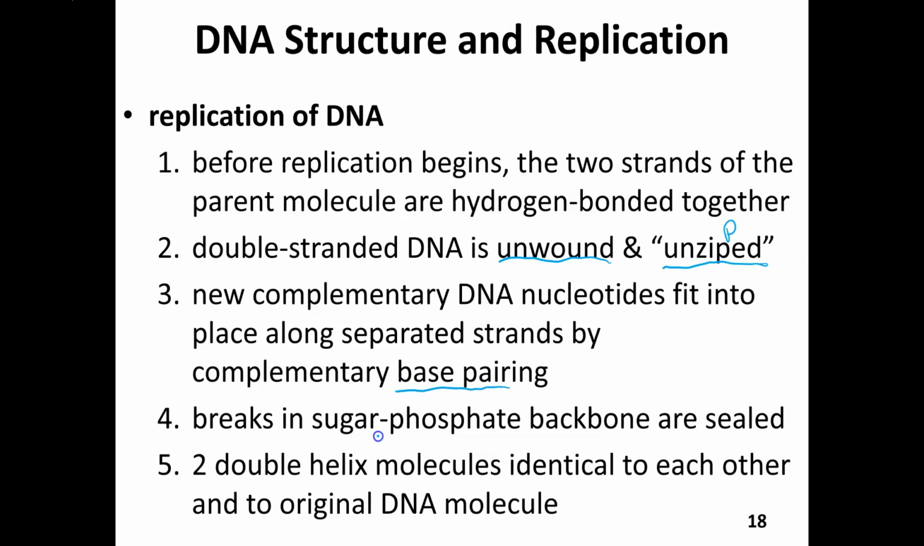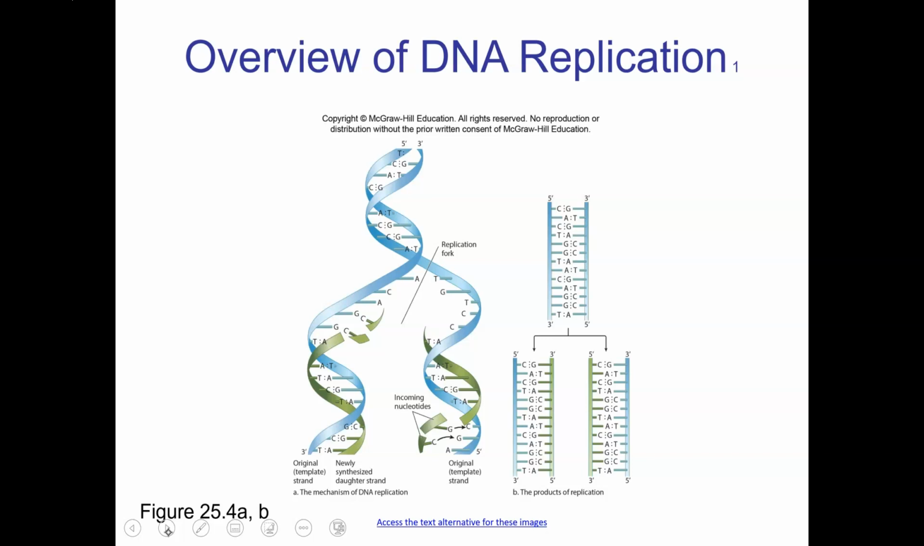Then any breaks in the sugar phosphate backbone are going to be sealed up with an enzyme called DNA ligase. And then the double helix will wind back up. And you'll have two molecules that are identical to each other, each consisting of one daughter and one parent DNA strand.